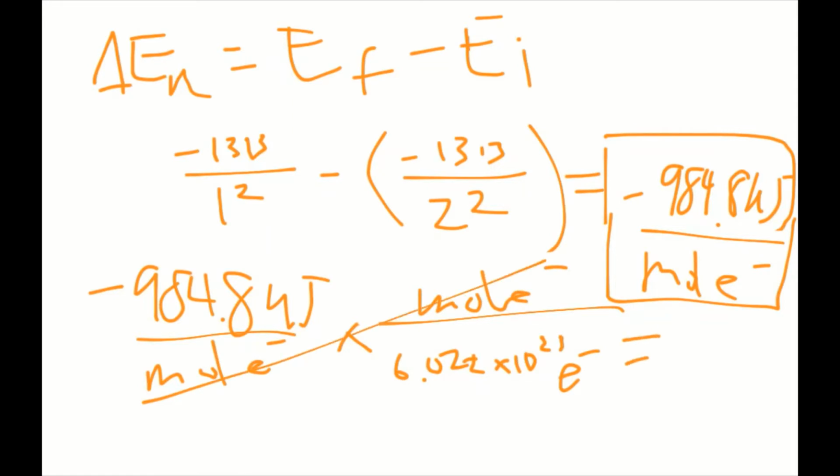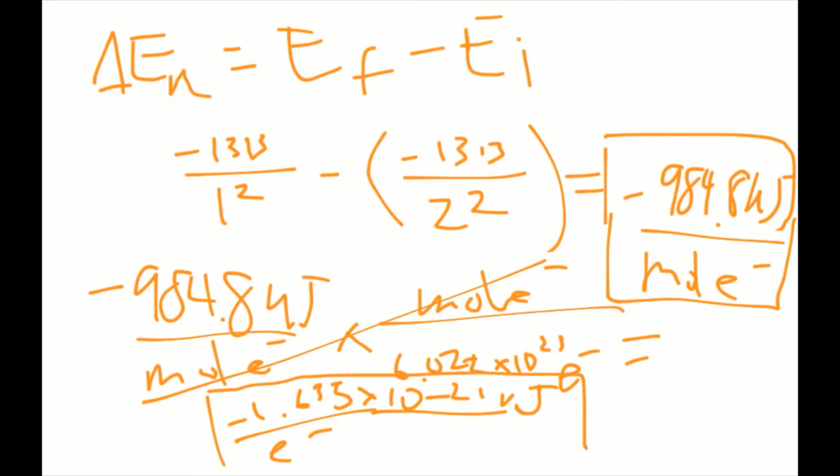And we're left with, well, let's see, divide by 6.022 times 10 to the 23rd. Make sure you have parentheses, and we get that for 1 electron, we have a change in energy of 1.64. Well, let's do 4 sig figs, since that was what we had. 1.635 times 10 to the negative 21 kilojoules. And that is our answer.